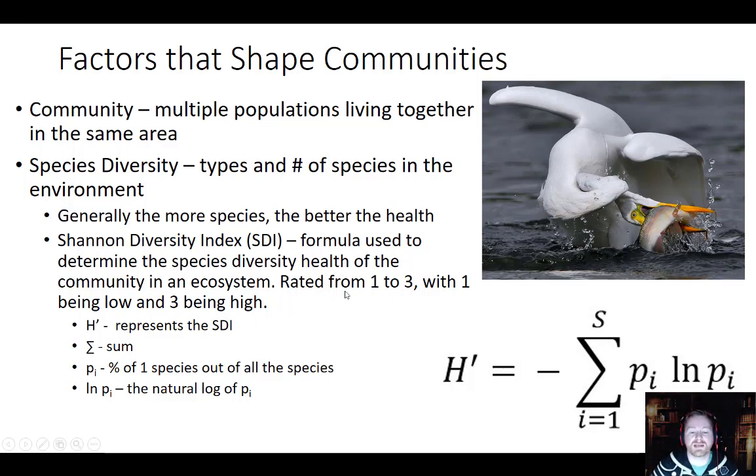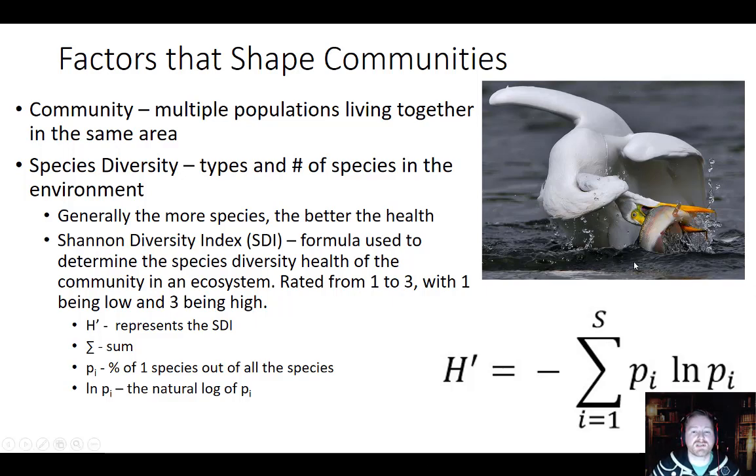With the Shannon Diversity Index, the first thing you need to know is that the scale it runs on mathematically runs between 1 and 3, 1 being low diversity, and 3 being high. So you'd probably think that right around 2 is average, and 2.5 is high, 1.5 is actually really low. The higher the number, the better the diversity.